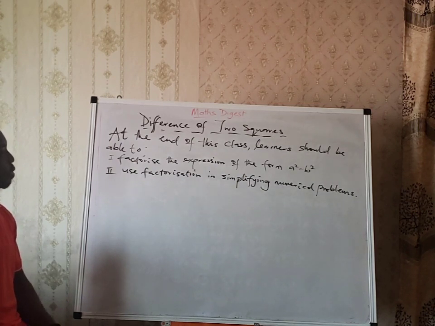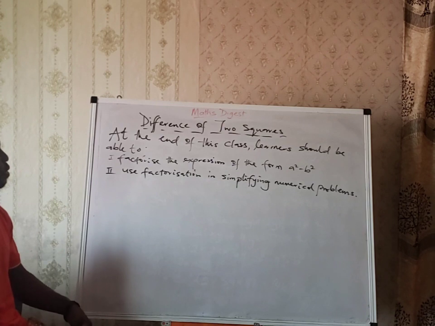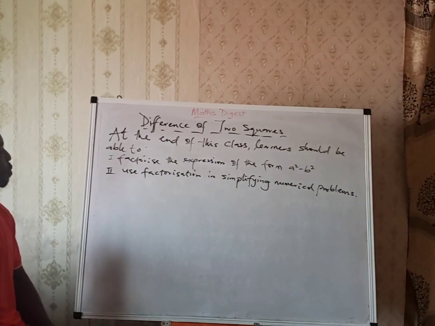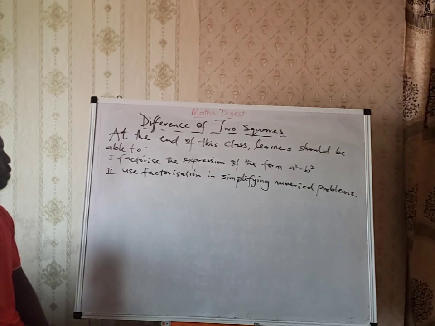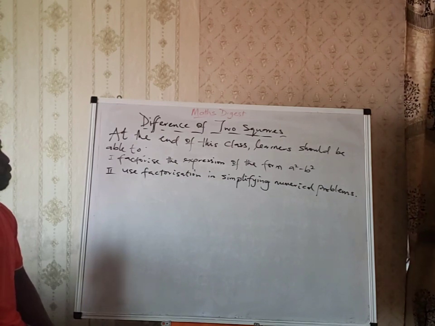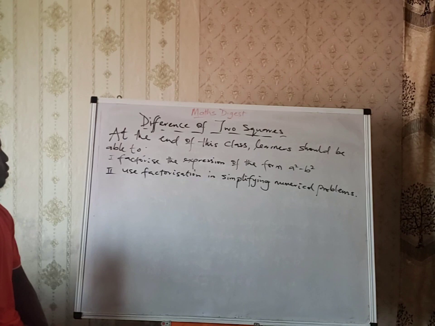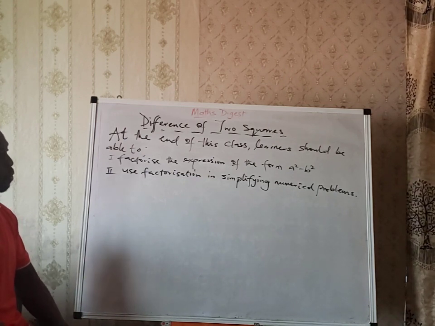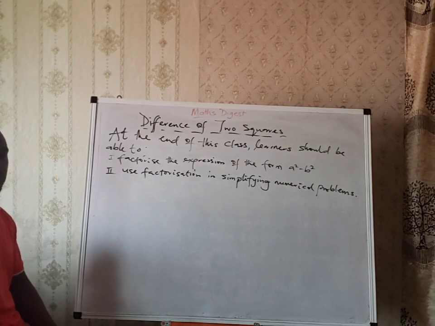Okay, we're looking at this topic, and at the end of this class, learners should be able to first factorize the expression of the form a squared minus b squared. And the second one says use factorization in simplifying numerical problems.